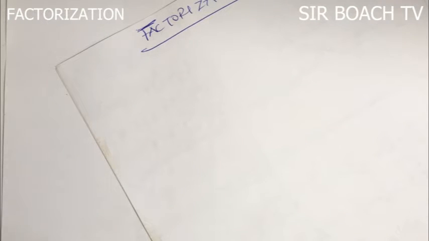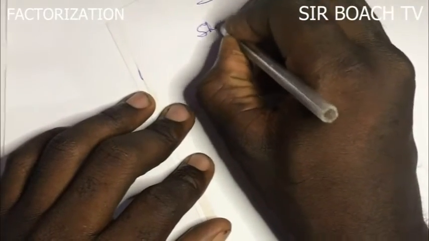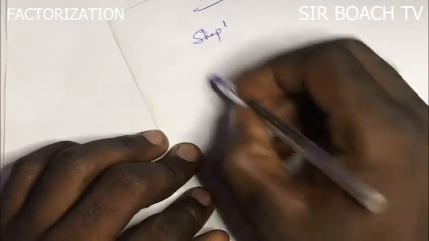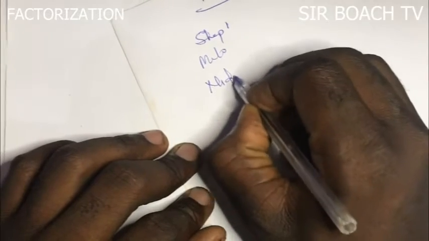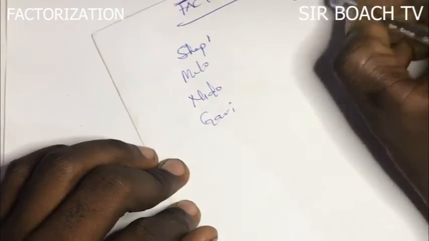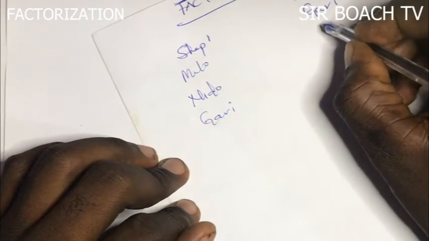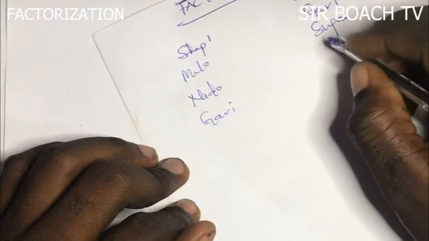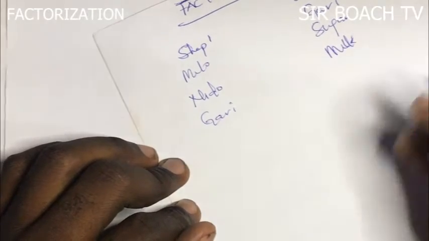Now, I entered a shop. So shop one and shop two. The first shop sells Milo. The second shop sells Nido. They sell Gari. And the second shop sells Gari. They sell sugar. They sell milk. Yes, they sell these items.